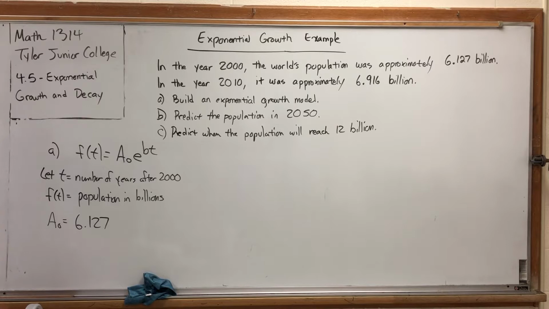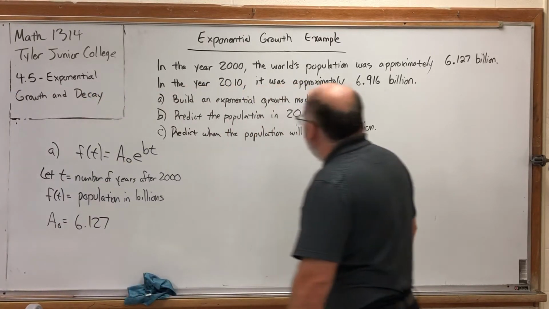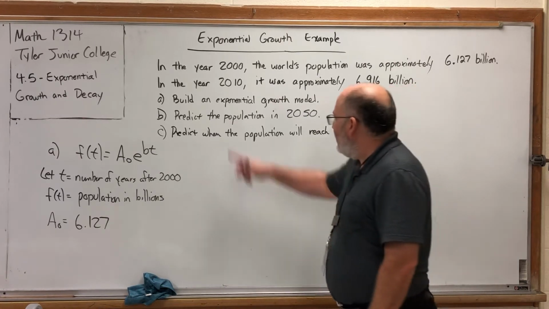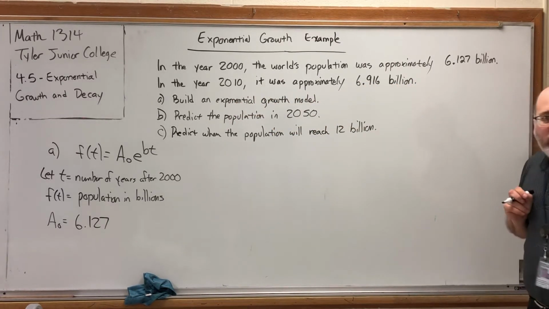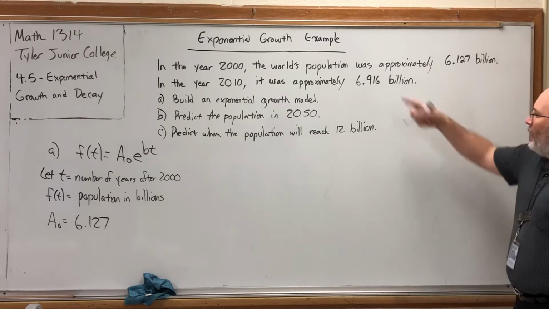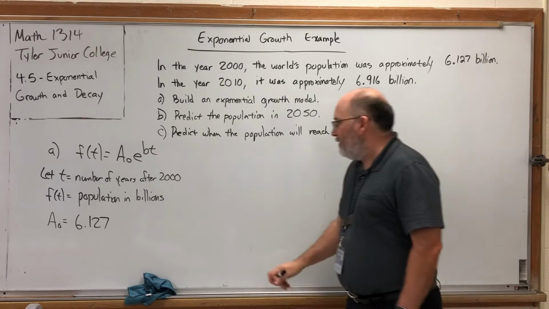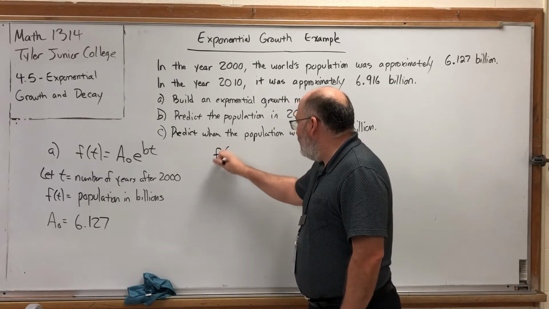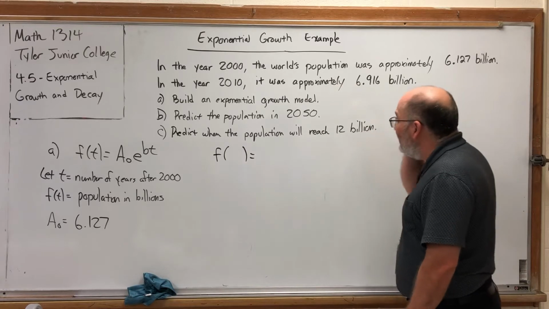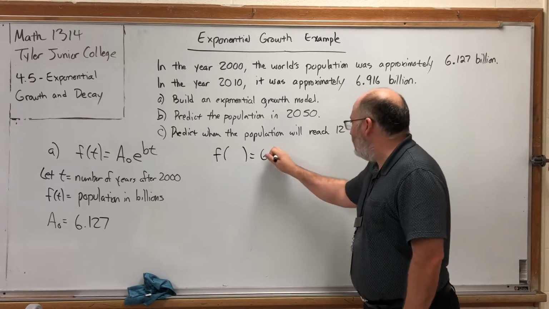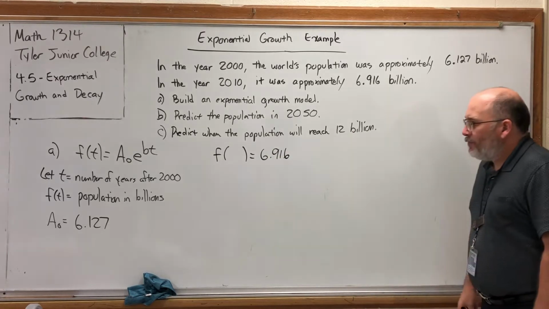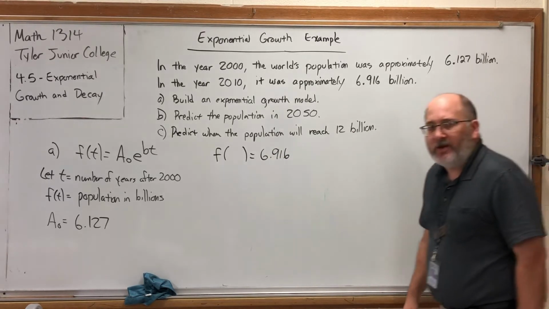But what about the B? Well, the B represents the growth rate, but it's not as simple as simply calculating by what percent the population increased. In order to calculate the B, we're going to have to set up and solve an exponential equation. How can we do that? Well, take advantage of the other initial condition. In the year 2010, the population was approximately 6.916 billion. This means that when I put in the number that represents the year 2010, I'm supposed to get an answer of 6.916. What number should I put in for t to represent the year 2010?